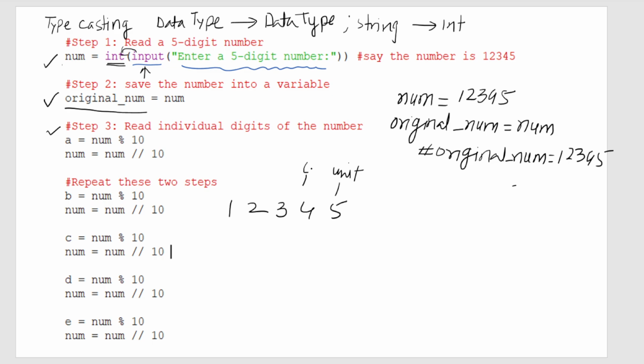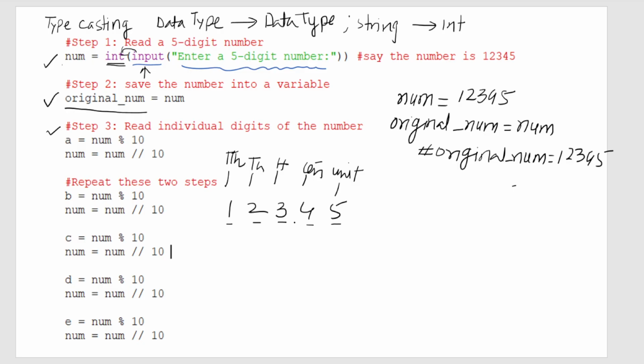This is at the tens place. This is at the 100 place. This is at the 1000 place, and this is at the 10,000 place. We already know these place values, and the face value of 5 is 5, 4 is 4, 3 is 3, 2 is 2, and 1 is 1.